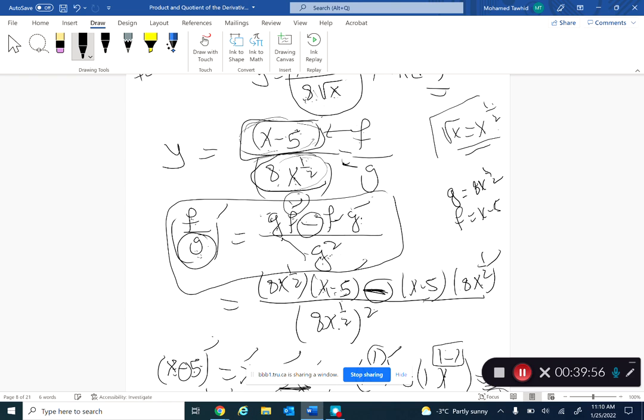Then, according to the rule, I need to know f prime. I need to take the derivative of x minus 5. And then I need to know g prime. As soon as I know f prime and g prime, I plug them into these equations. Look what you have: g squared, what is your g? 8x to the power 1 over 2, squared.